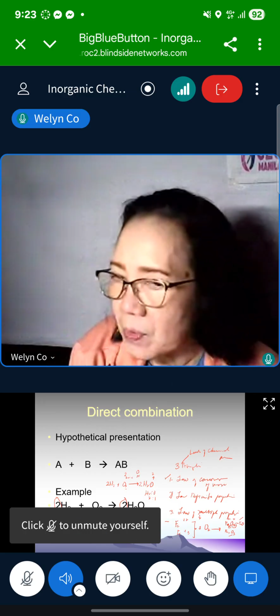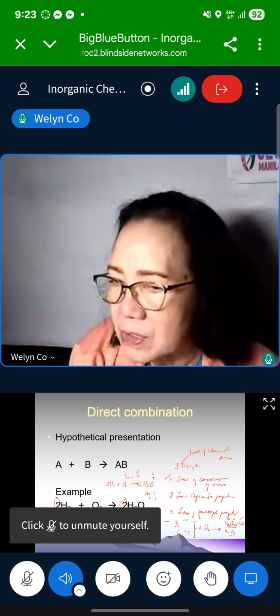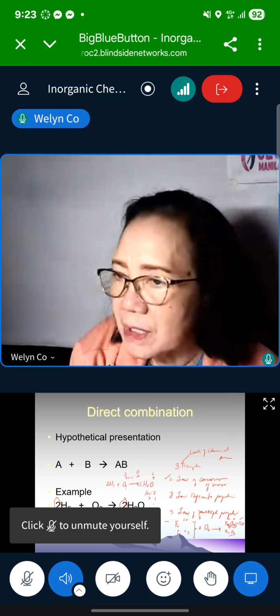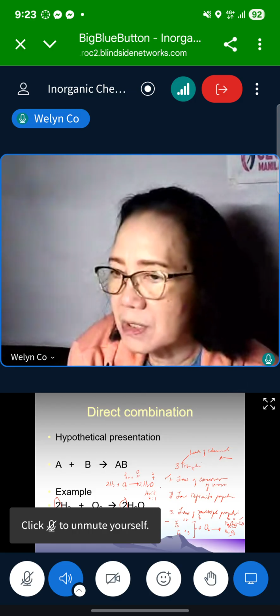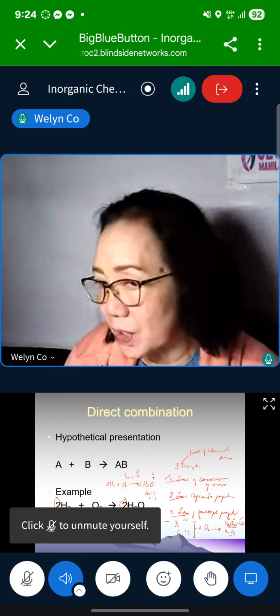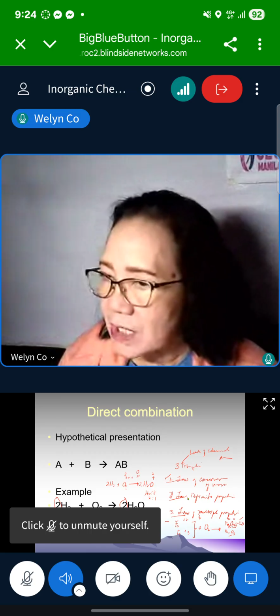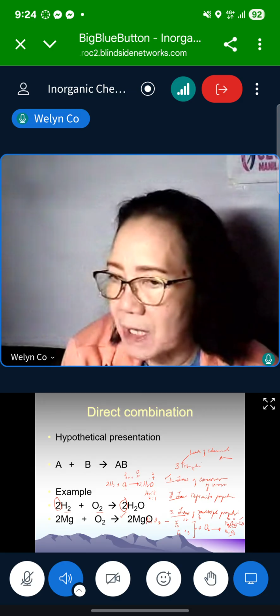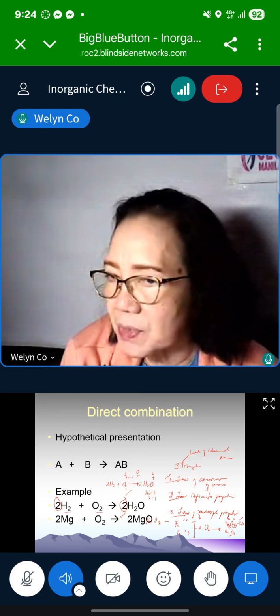Okay. So remember, always in balancing a chemical equation, you have to remember the laws of chemical combination. And these are the law of conservation of mass, the law of definite proportion, and the law of multiple proportion. So na-mention ko na yun kanina, di ba? So yung ating law of conservation of mass is the balancing of the number of atoms on the right and the left side of the equation.